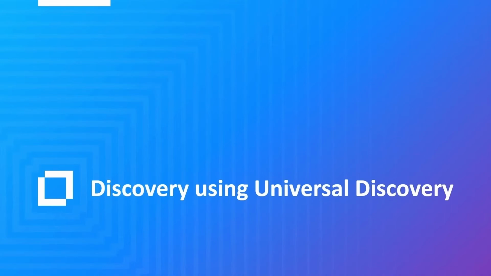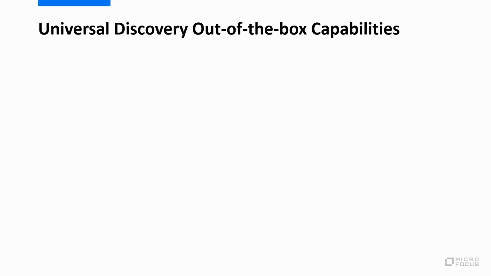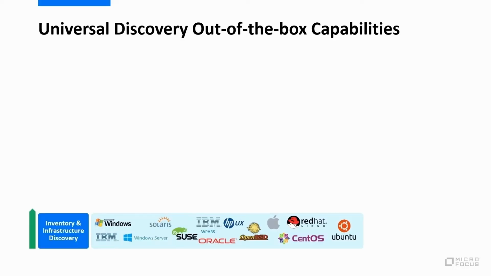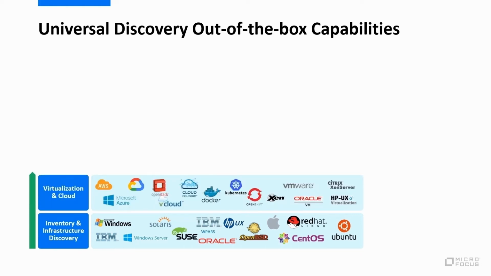So first, let's review the scope of what Universal Discovery is capable of. The first level is infrastructure and inventory discovery. This is capturing the servers and the desktops that you are running and the operating systems upon those, such as Windows or Windows Server, Mac OS, and a whole host of Linux variations. Next are the virtualization and cloud platforms that you may have in use. Examples are AWS or Google Cloud or Microsoft Azure.